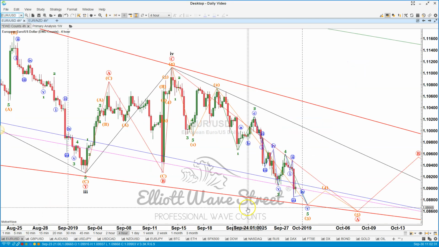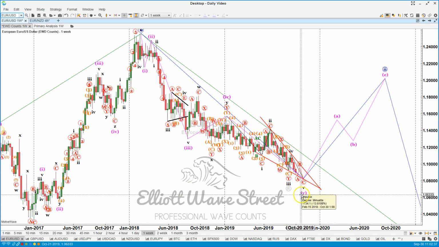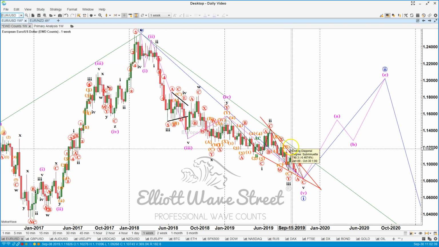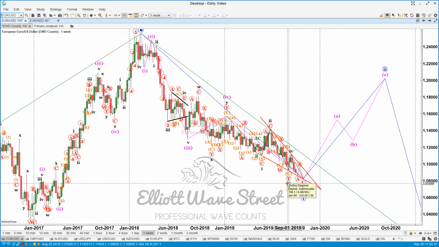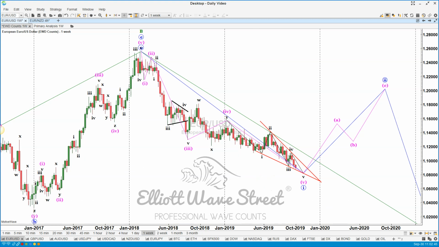Actually, let's start with the euro. From the weekly chart perspective, I'm seeing a 1, 2, 3, 4, 5 sequence in black. So I'm going to hide some of the waves, and we can see this pattern better. There we go. So here we are.